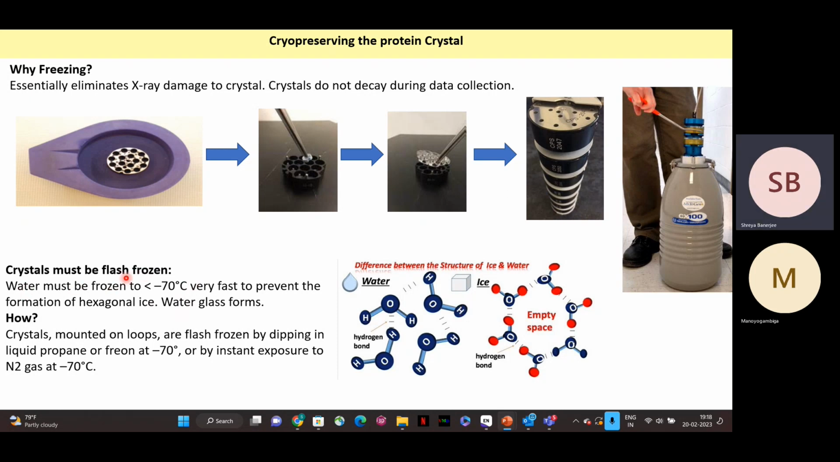So how is this flash freezing done? The crystals which are mounted on loops are flash frozen by dipping in liquid propane or freon at minus 70 degrees Celsius, or by instant exposure to nitrogen gas at minus 70 degrees Celsius. What this will do is that it will instantly freeze the water in the same orientation as the crystal. And so the crystal orientation will be maintained. On the other hand, if the freezing was slow, then hexagonal ice would form and it would completely destroy the crystal orientation.